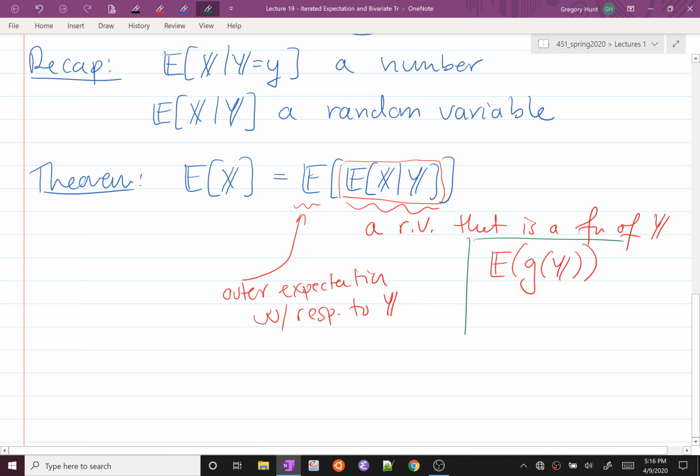So if I look at the expected value of g of y, this would be the integral of g of y, f of y, dy. And so it's with respect to y, that is, the PDF against which I integrate is f of y. And so sometimes people will write a little subscript y out here to remember, you're not going to multiply by the PDF of x, you're going to multiply by the PDF of y.